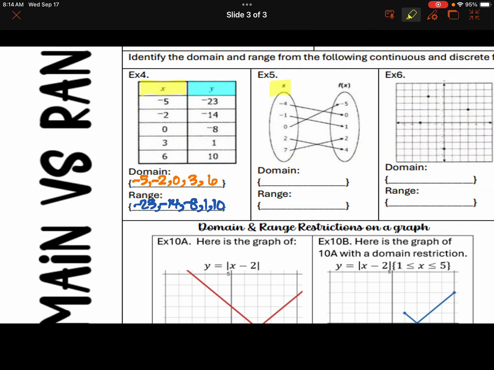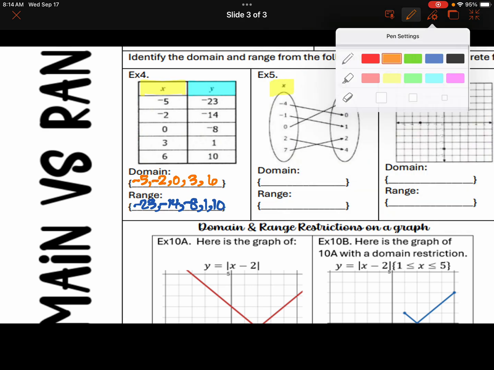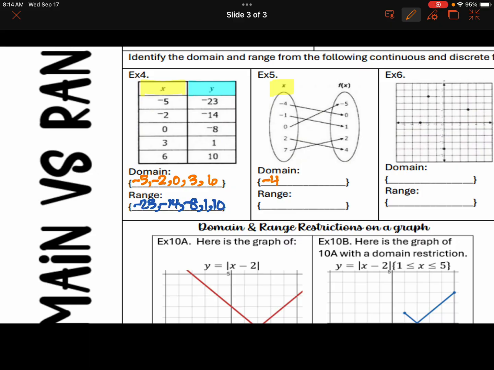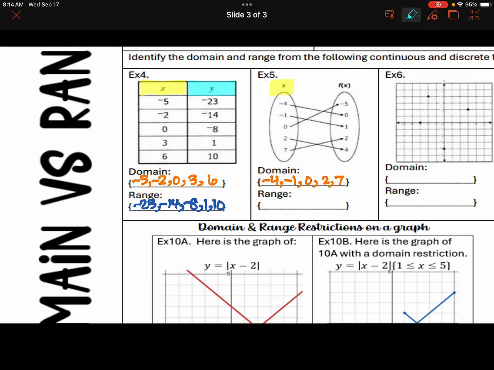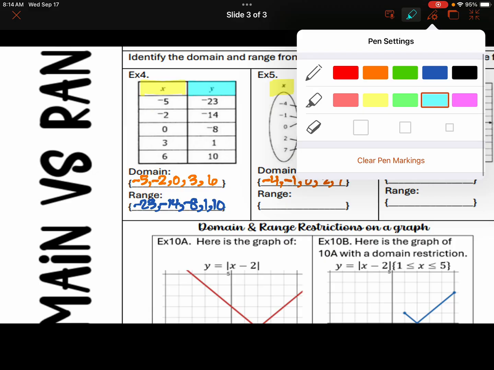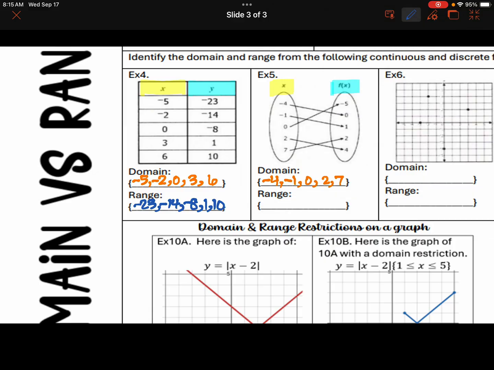All right, again, domain is your x values, so I'm going to list those: -4, -1, 0, 2, and 7. My range are my y values. F of x is just a fancy way of describing the function of x, which is really just saying what is the output for this x value. So that is a fancy way of saying the range. So over here, I'm going to go -5, 0, 1, 2, and 4.